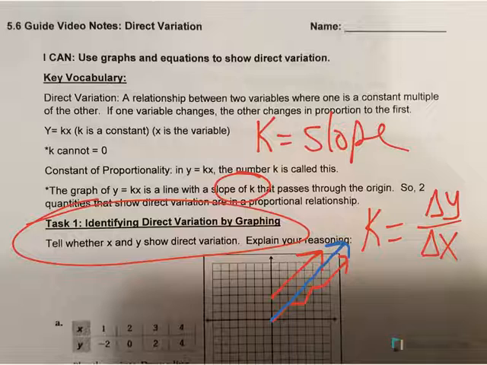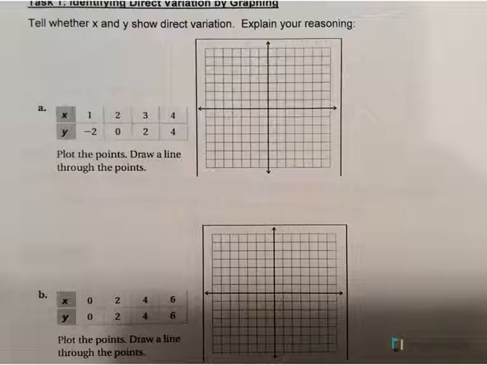So it's the same thing with our direct variation. This red line here does not have direct variation because it does not cross through the origin. This red line here does not have direct variation because it's not straight. The blue line does have direct variation because it crosses through the origin and it's a straight line. So again, all the same rules that we've been discussing in this chapter.